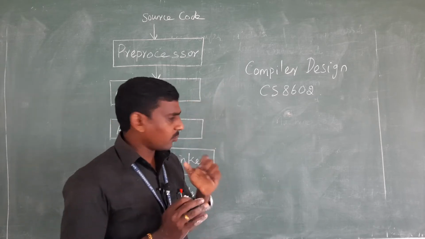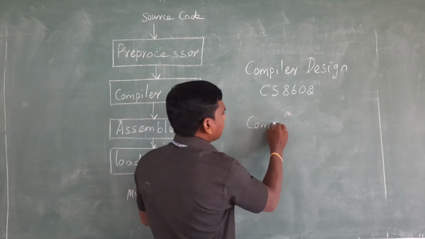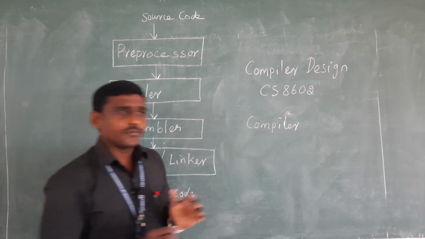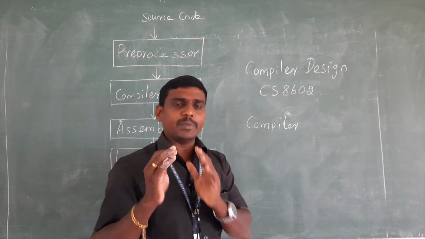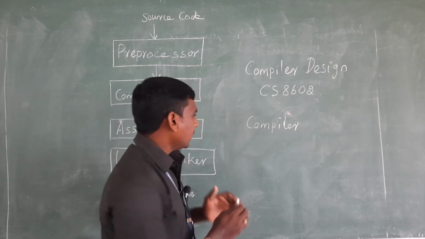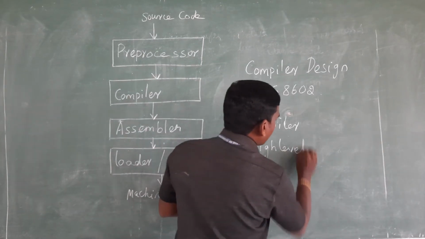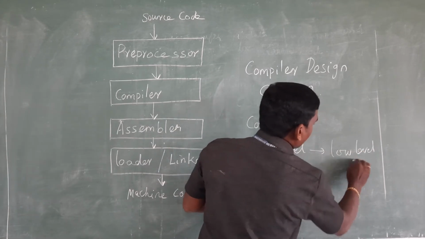Okay, so what is a compiler? A compiler is a tool which is used to convert a source program into a machine level program. We can say high level program into low level program.